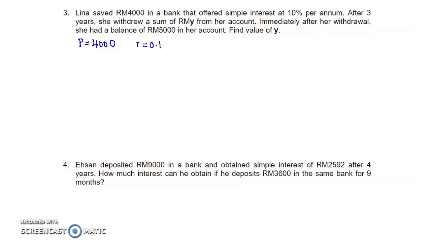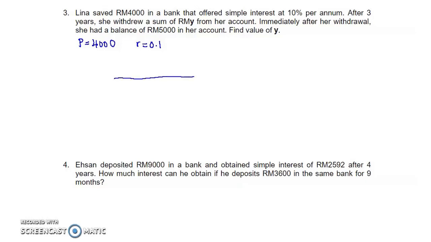After 3 years, she withdrew a sum of Y ringgit from her account. Immediately after her withdrawal, she had a balance of 5,000 in her account. Find the value of Y. Okay, to help you understand this question, you draw a figure like this. You draw the timeline.